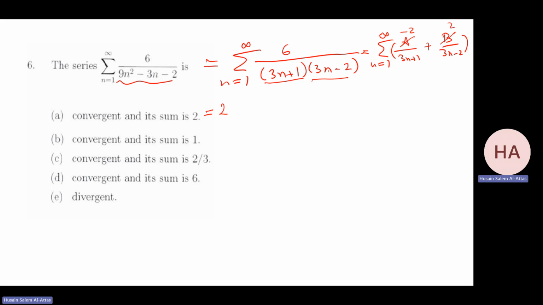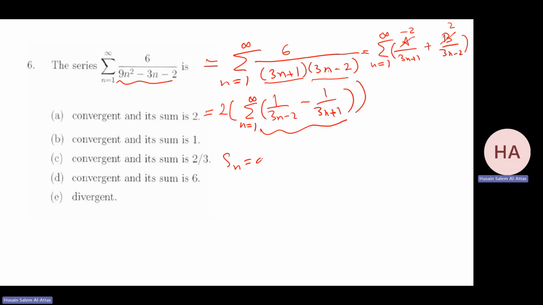Or, yeah, and I will rewrite it: summation n equals 1 to infinity of what? Make it 1 over 3n minus 2 minus 1 over 3n plus 1. Yeah, I think this will be better. Okay, so now I work out this one.